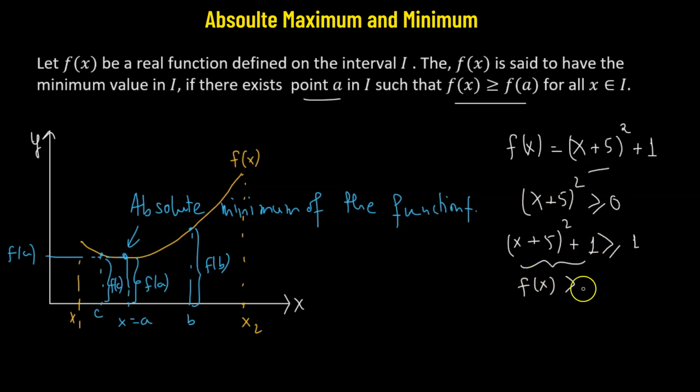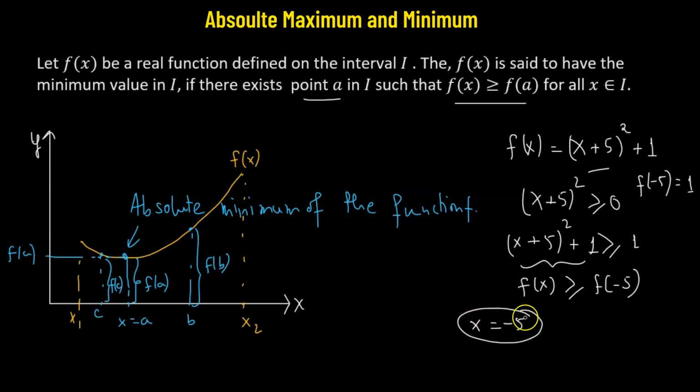So we're saying f of x is greater than 1. And we know that at x equals -5, so (-5 + 5) squared becomes 0 and we're left with 1. So this is f of -5. Here we are saying that x equals -5.